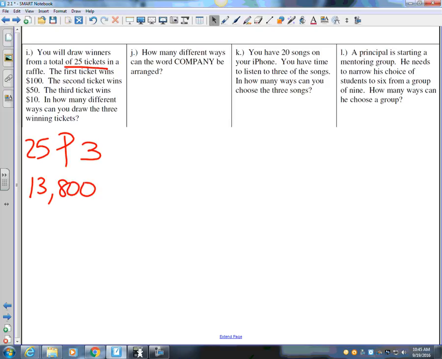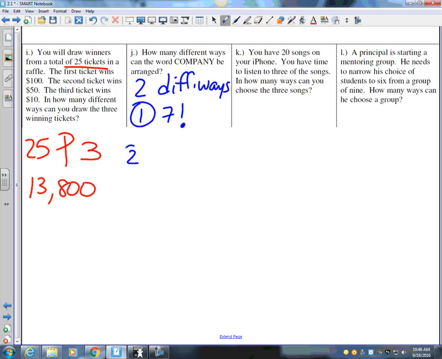Okay. Jay, how many different ways can the word company be arranged? Okay, so I know this one is letters, but does company have any repeats? No. So this one you could do 2 different ways. Since it is a word, you could still use the exclamation point formula. How many total letters are there? 7. But there's no repeat, so you wouldn't divide it by anything. So that's one way you could get your answer, just 7 exclamation point. Okay?